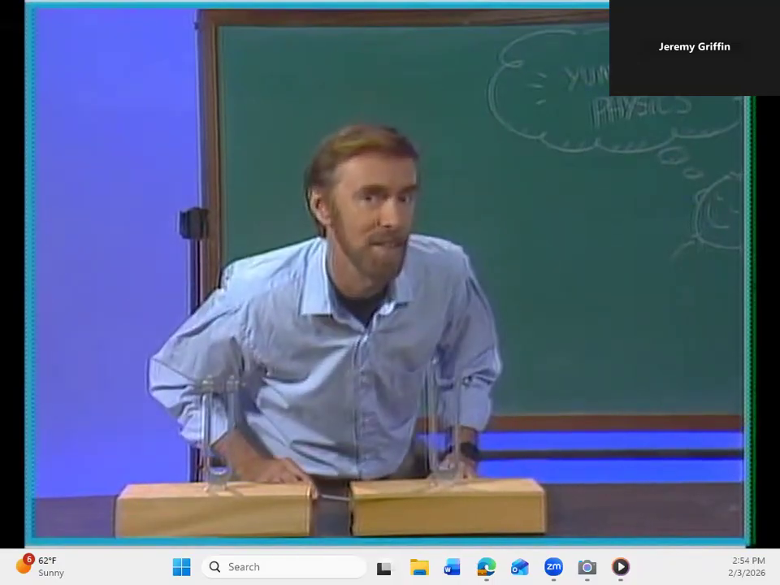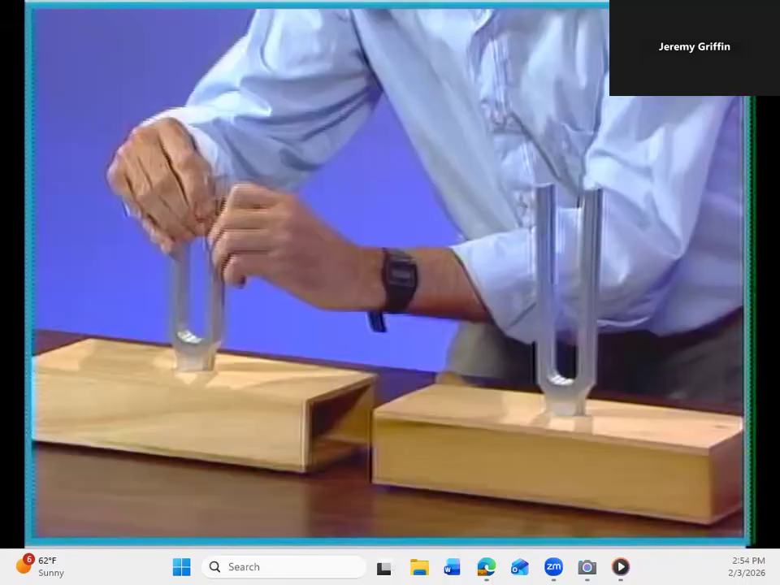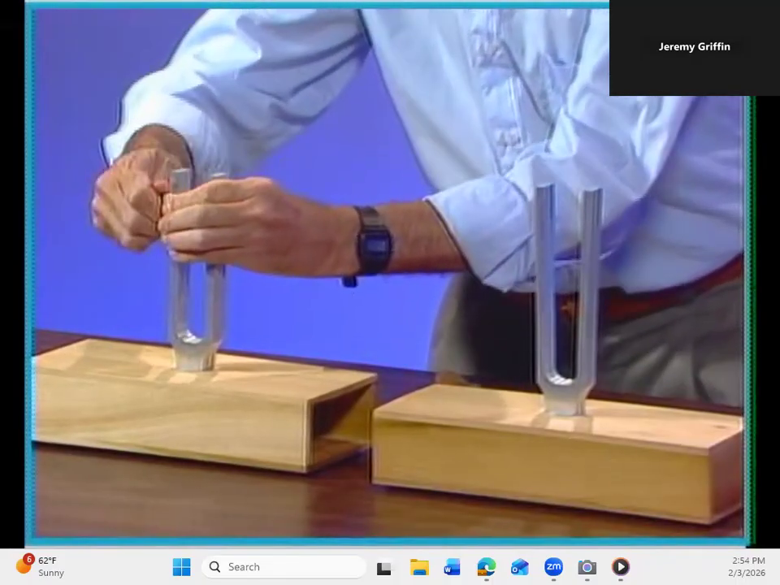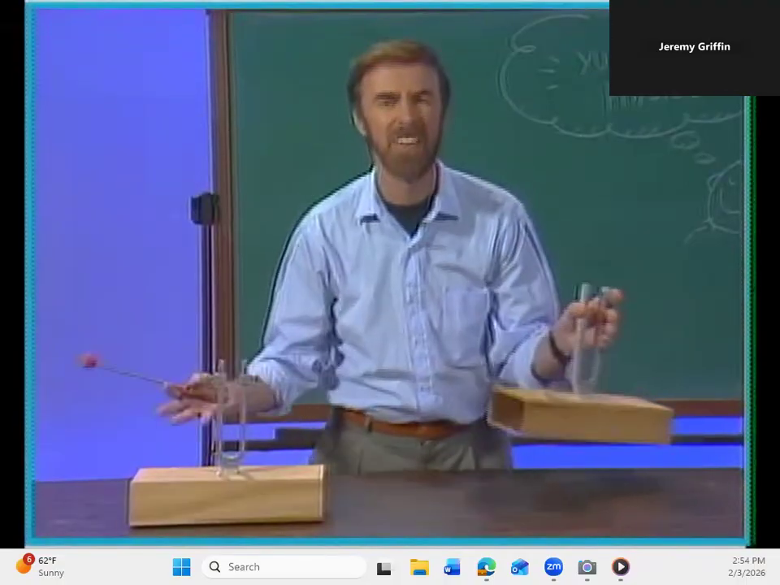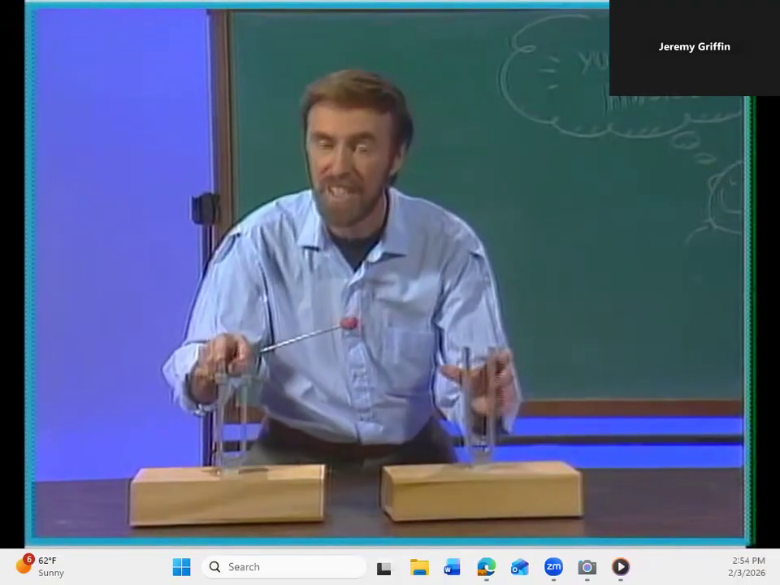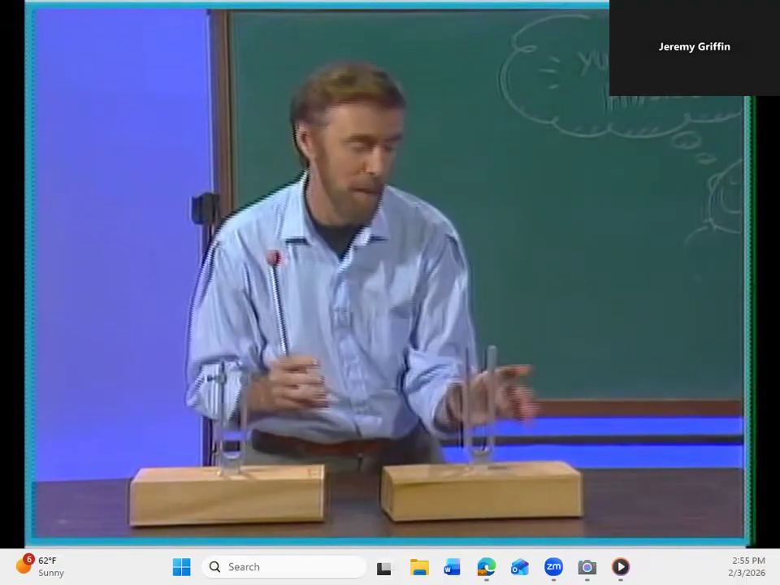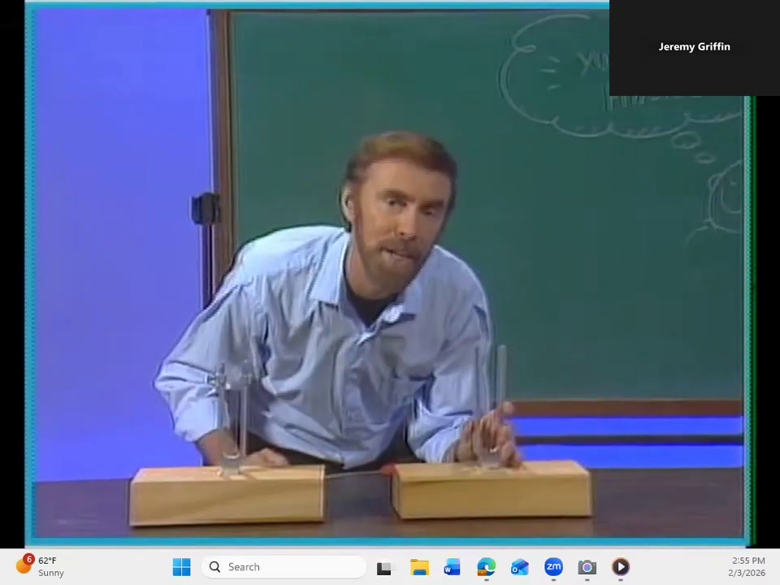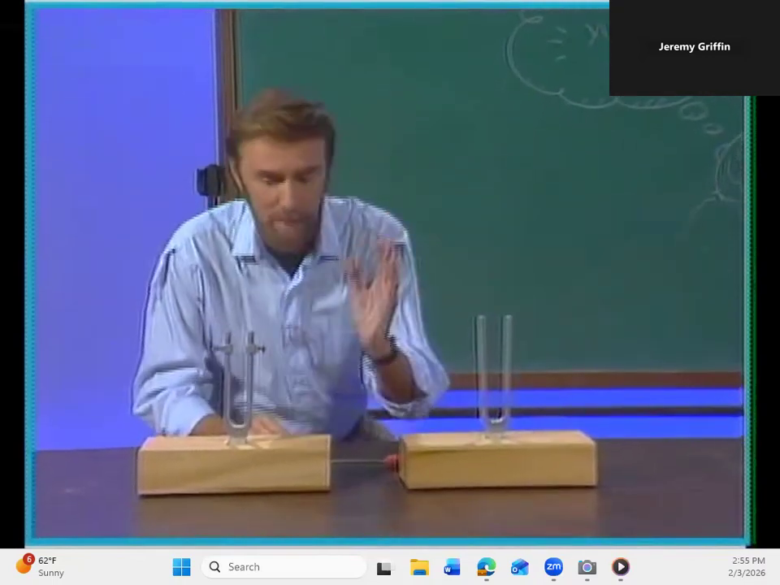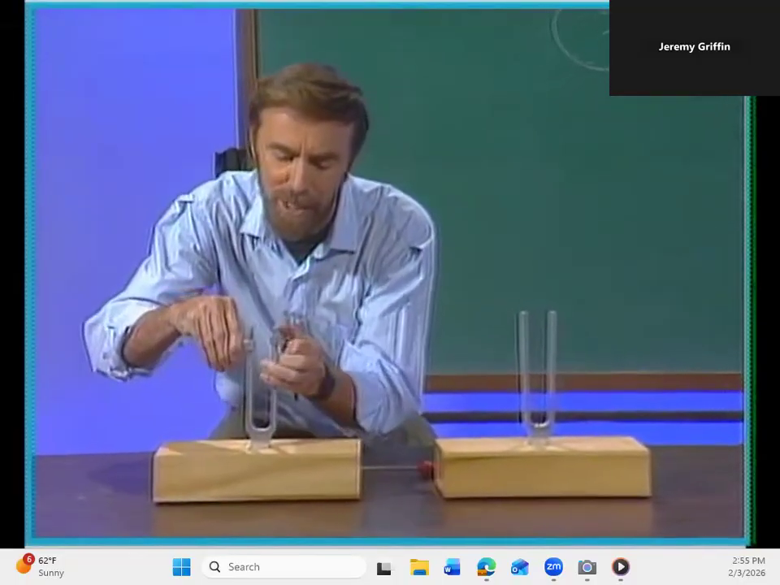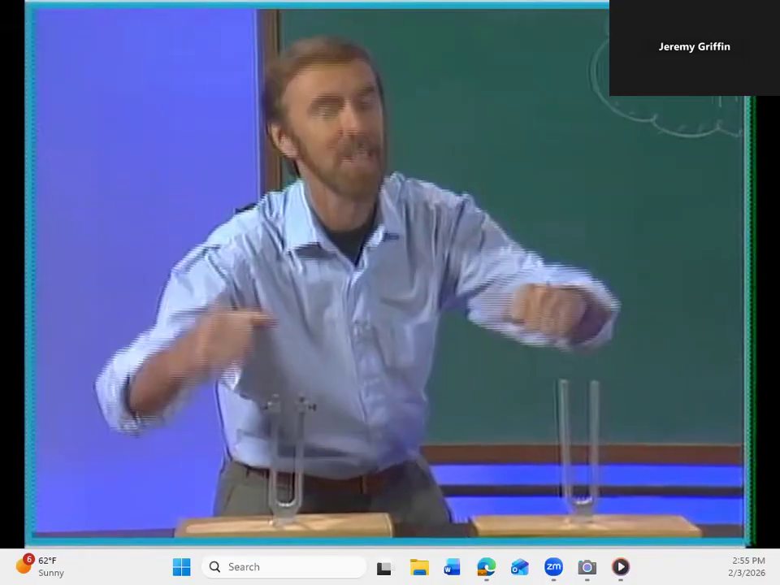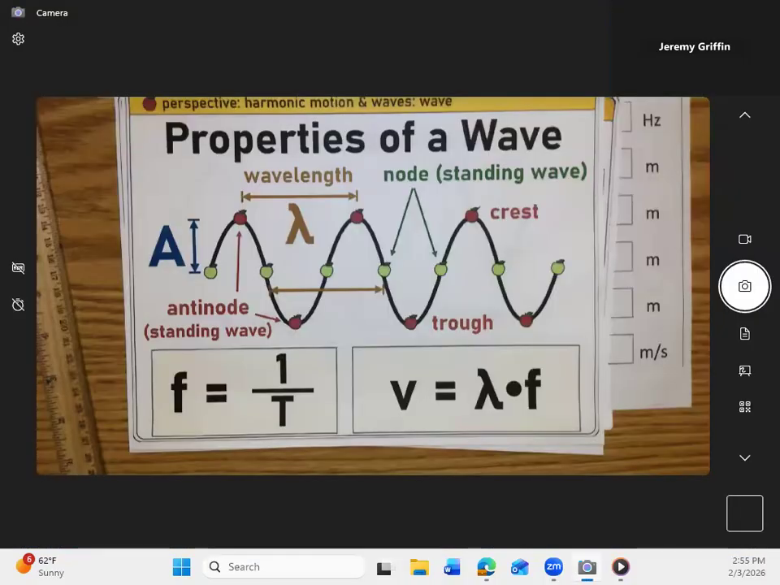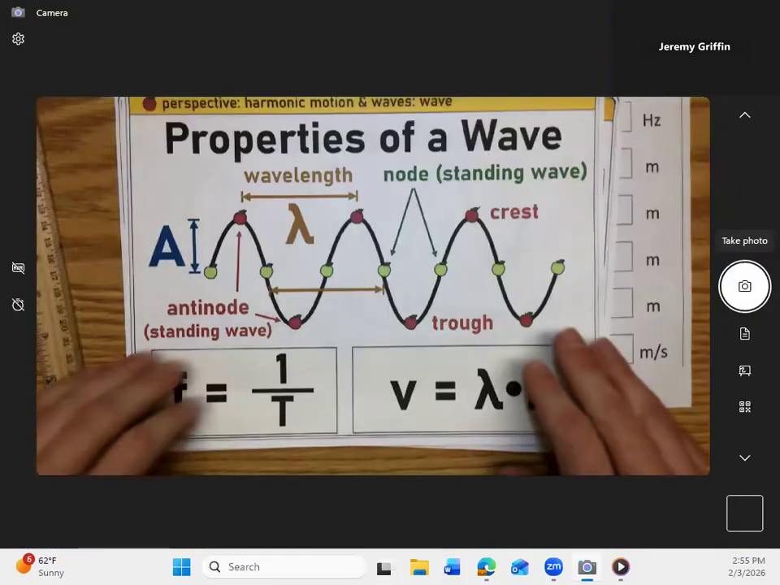It's called resonance. What happens if this fork has a different frequency? Let's try now. Nothing. I have to have this frequency the same as this to pick up the vibrations from here. That's what happens with a radio set. Your radio signals are coming in and you change the frequency of your radio set so that it matches the incoming frequency. You got it. Physics. Yay.